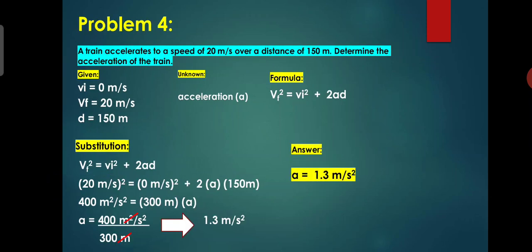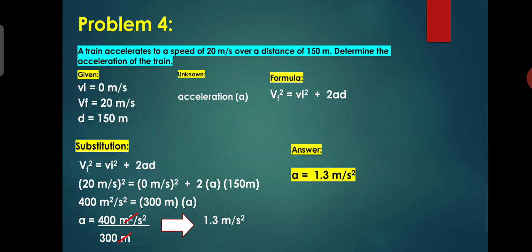Problem number 4, a train accelerates at a speed of 20 meter per second over a distance of 150 meters. Determine the acceleration of the train. So, you have the given, initial velocity is equal to 0 meter per second. Final velocity is 20 meter per second over a distance of 150 meters. Unknown is acceleration. Here, we are going to use the formula Vf squared is equal to Vi squared plus 2AD.